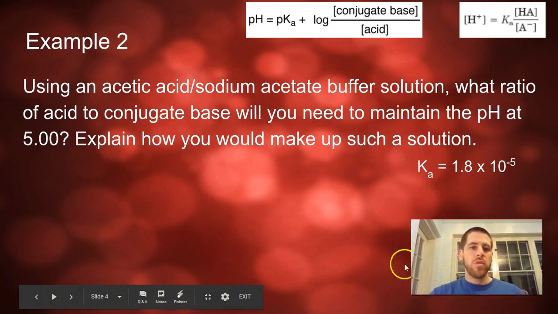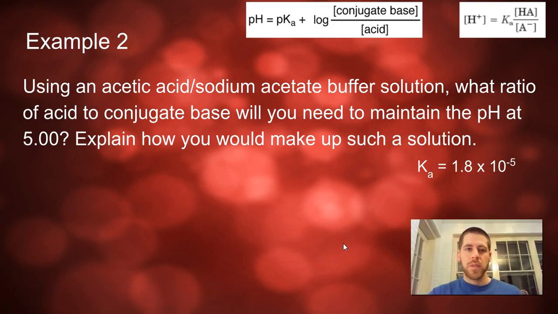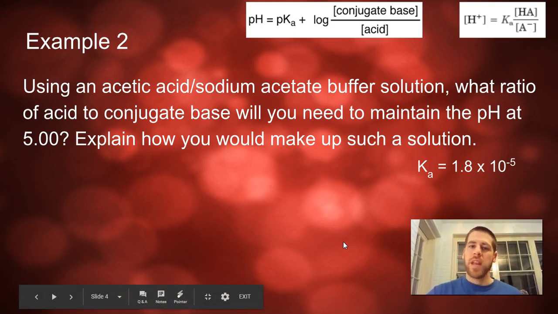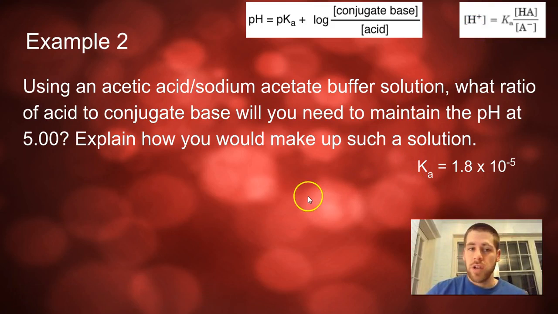All right, so one more example. If we have an acetic acid and a sodium acetate buffer solution, what ratio do we need if we want the buffer to maintain the pH at 5.0? And then explain how you would make up such a solution. So we have a Ka. The Ka is for the acetic acid. So let's start maybe by figuring out what the H plus concentration is.